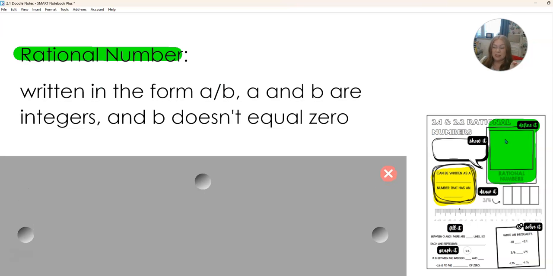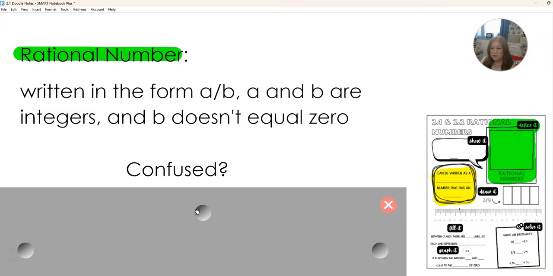A rational number, we're going to define it, is written in the form A over B. So it's a fraction, is what that's saying. A and B are integers, so they're whole numbers, so you can't have 1.5 over 2, right? You can't have a decimal and a fraction together. So these are both just whole numbers to make a fraction, and B cannot equal 0. So you can't have 4 over 0. So you could have 3 over 4, 7 over 8, 9 over 5. You can even have an improper fraction, but these are integers here. So it's really just a fraction is what we're talking about.